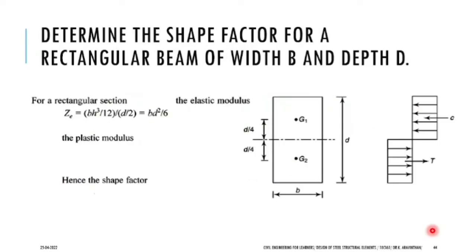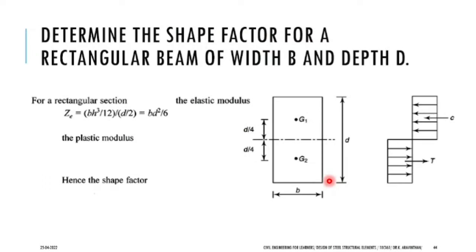Let us go to a problem. Determine the shape factor for a rectangular beam of width B and depth D. The shape factor is similar to moment of inertia. The shape factor depends on the shape of the section, whatever you are using.